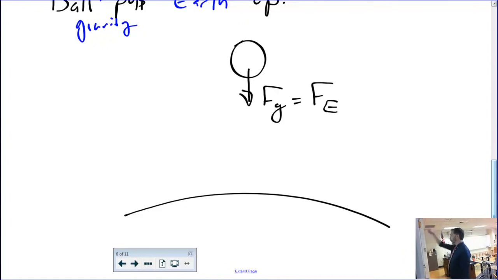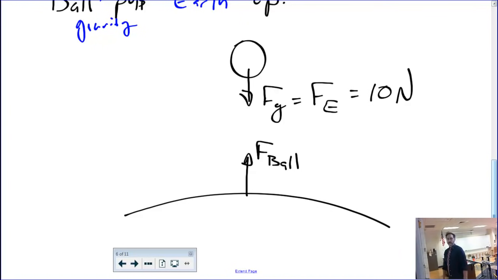So the idea is the Earth's gravity pulls the ball down, and weirdly, the ball's gravity pulls the Earth up. So I'm going to label this as the force of the ball. But remember, force of gravity is the same as weight. So let's suppose that the ball weighs, whatever, 10 newtons. Well, that means then that my reaction force from the ball pulling the Earth should also be 10 newtons, right? Except the ball's force is up. This one should be down, so it's negative.